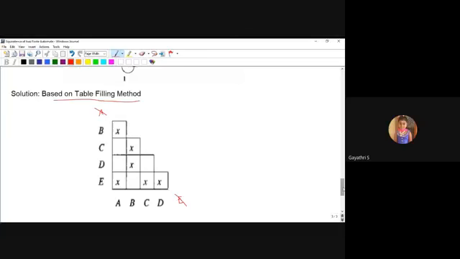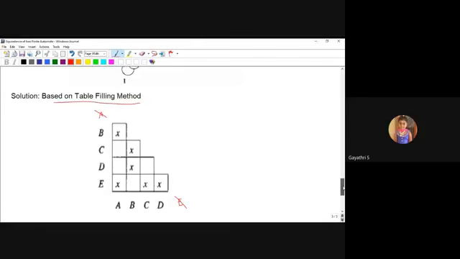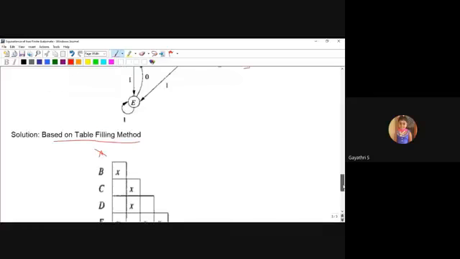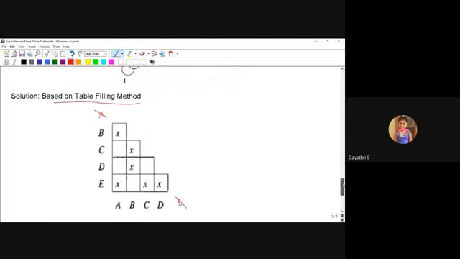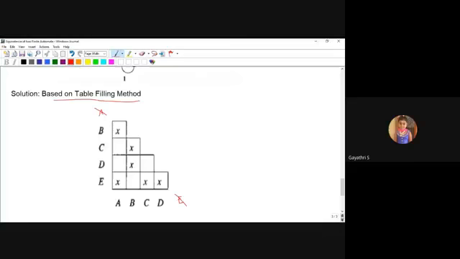Okay, so what's the first step in the table filling method? We are going to mark the pair which is final and non-final. See here the first pair, AB. In the automaton, I'm going to check AB: A which is final, B which is non-final. So I have marked it in step number 1. That is why it is marked.